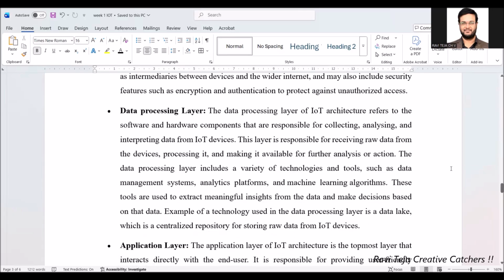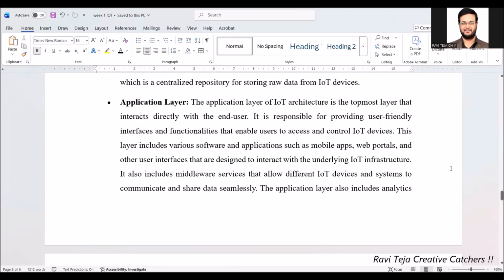So the data processing layer of IoT architecture refers to hardware and software components that are responsible for collecting, analyzing, and interpreting data from IoT devices. So this particular processing layer will be majorly focusing on collecting, analyzing, and interpreting data, which can be taken as an input or considered as an output from that particular IoT device. And the next layer is the application layer.